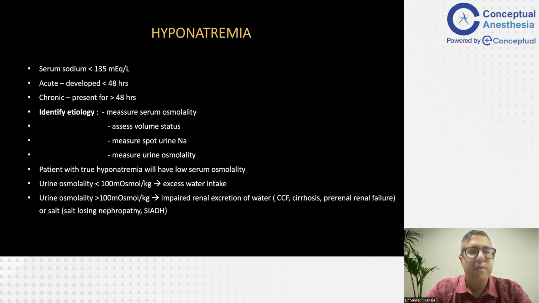So for knowing the etiology, you have to measure the serum osmolality, assess the volume status, and measure the spot urine sodium and urine osmolality. So first, you have to diagnose hyponatremia. Second, you have to keep in mind whether it's acute or chronic. Third, you want to find the diagnosis. And before all of this, you have to know whether true hyponatremia is there or not. I'll be talking about all of them.